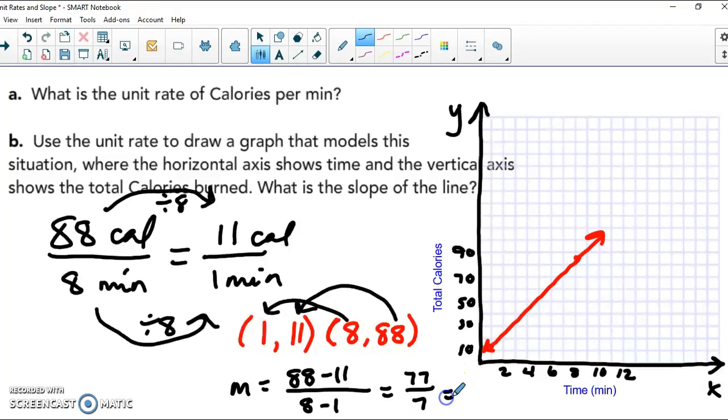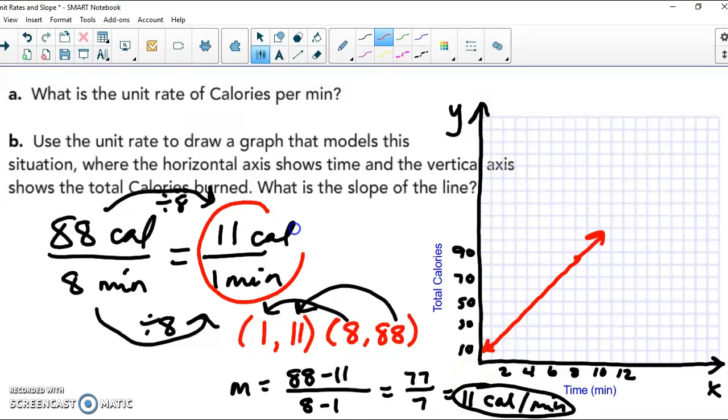And I know that 77 divided by 7 is 11, which we had already determined up here as well, that we burned 11 calories per minute. So now we can see that the slope of our line matches up directly with our unit rate. So two different ways of finding the same thing.